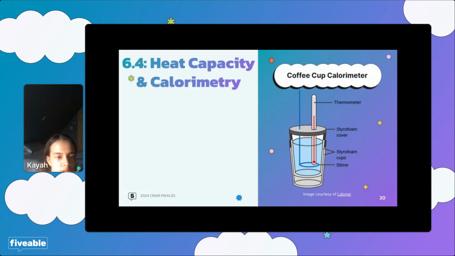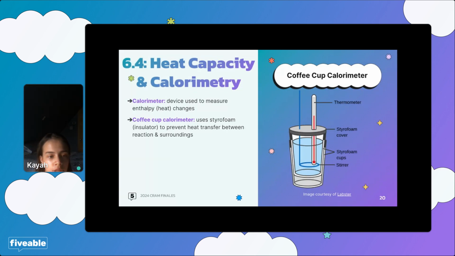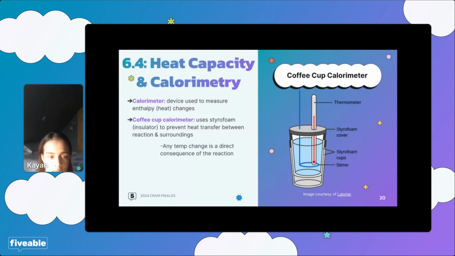One thing that's very common you'll see is coffee cup calorimetry. You may have done this in your labs for AP Chem. As seen on the right, you have a thermometer, a styrofoam cover, styrofoam cups, and a stirrer, and you're using this device to measure the enthalpy or heat changes. The use of styrofoam helps prevent heat transfer between the reaction and the surroundings. And any temperature change is a direct consequence of the reaction, right? So you're isolating the system to make sure no outside influences affect it.